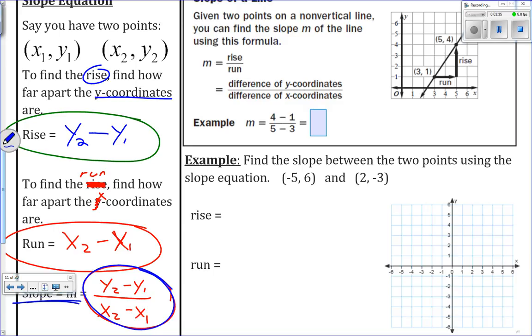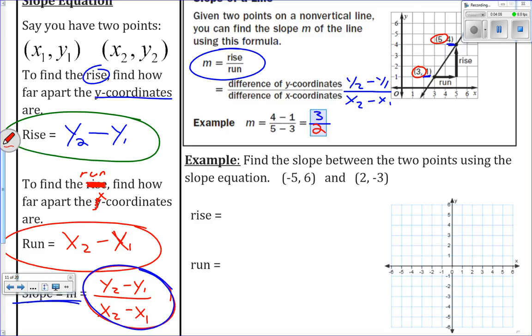Let's look at the example. Given 2 points on a line, you can find the slope using this formula. M equals rise over run, so the difference of y coordinates, y2 minus y1, divided by x2 minus x1. So let's look at our picture. My points are 3, 1, and 5, 4. The difference of the y coordinates is going to be 4 minus 1 is 3. And the difference in the x coordinates, 5 minus 3, is going to be 2.